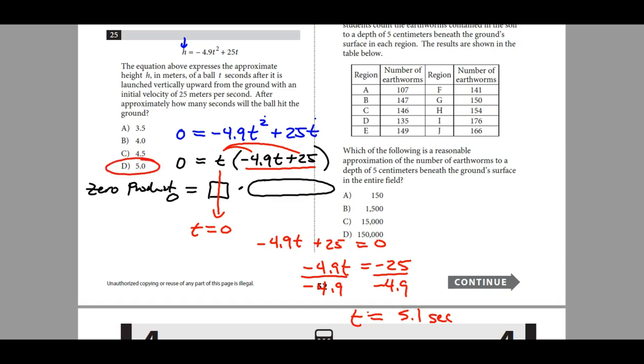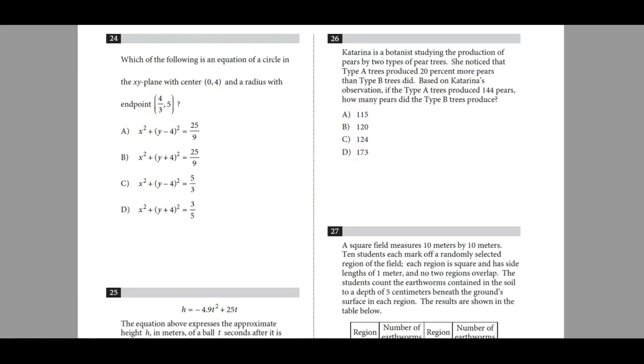So that's kind of more of a hardcore algebra way of solving that equation when h equals 0. All right, number 26, a problem about pear trees. I see the word percent in there, so it looks like a percent type problem.